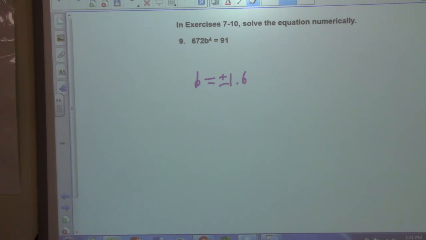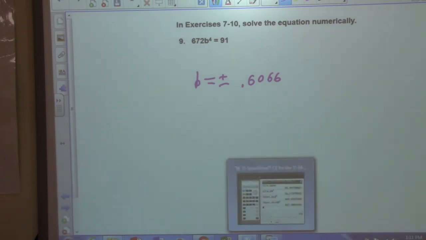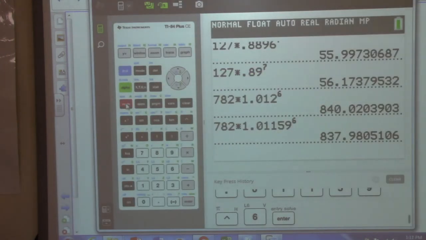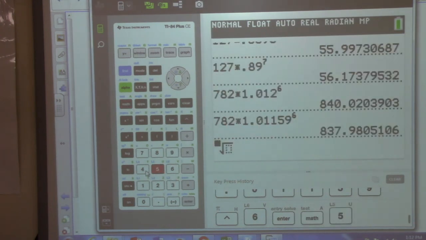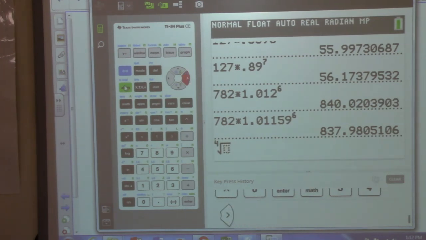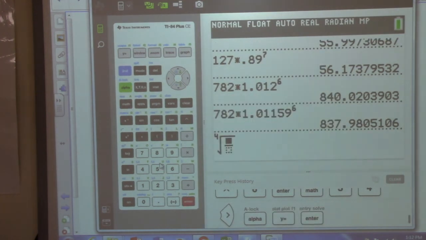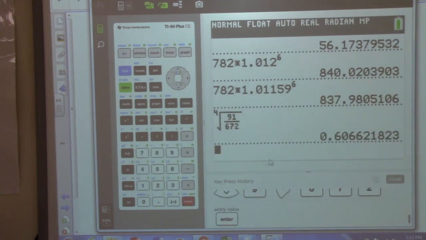Shoot, what am I at? It's just 0.6066, 0.606621822. Okay, 1, 2, 1. Fourth at 91 over 670. Because, oh yeah, number 7 would be plus or minus, right? Because it's to the 6th, that's even. Oh, that's where I messed up. I thought, yeah. 6791. So that's it there.